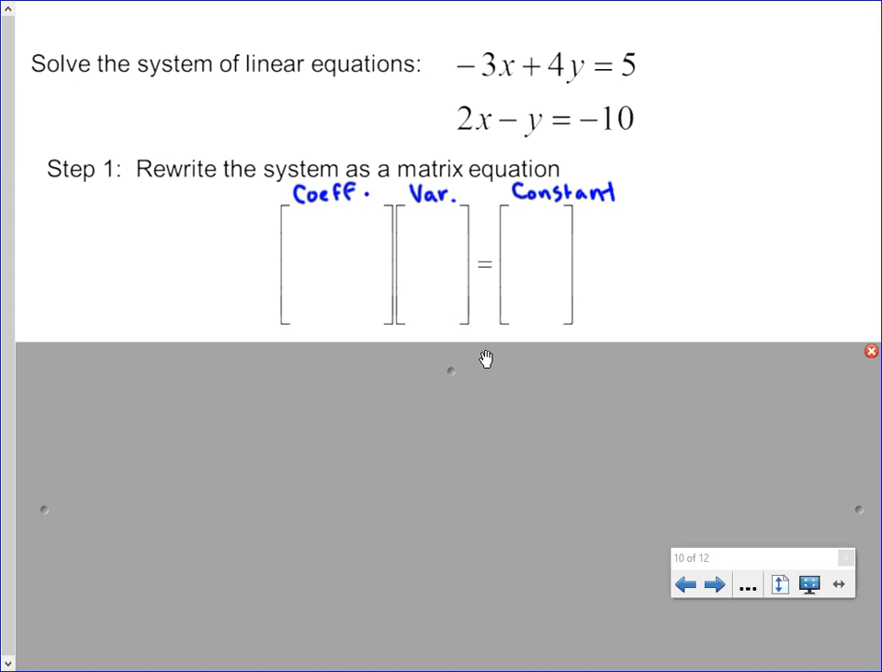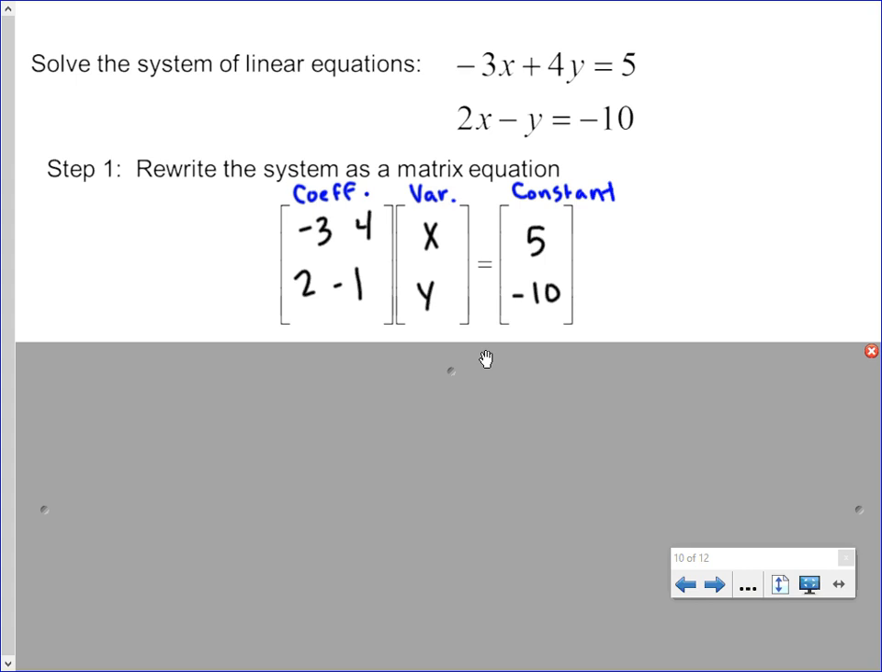And when we did augmented matrices way back in section 8.1, I talked real briefly about a coefficient matrix. Coefficients, remember, are things that are multiplied in front of variables, so we'd only pull from the left side of the equation. So in our coefficient matrix, we'll drop in negative 3, 4, 2, negative 1. Our variable matrix, what 2 variables are we using? X and Y. And then our constants are 5 and negative 10. And that's your matrix equation.